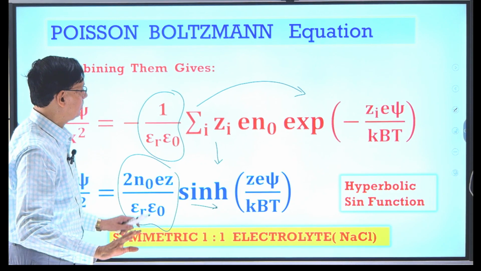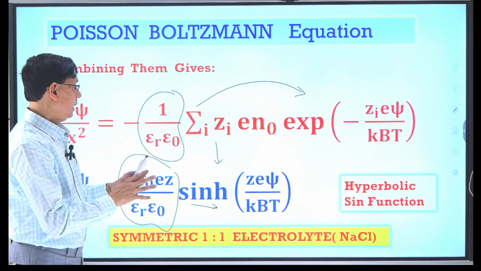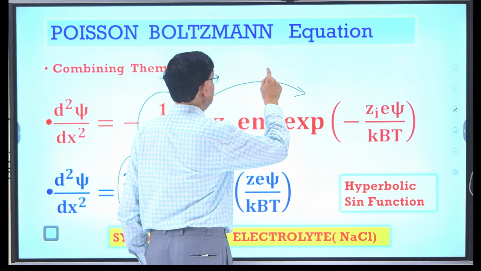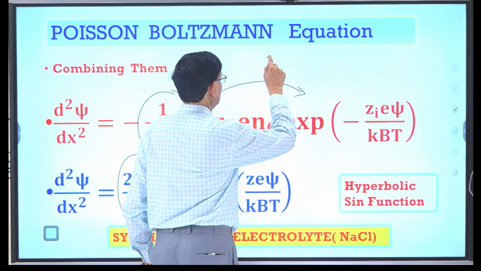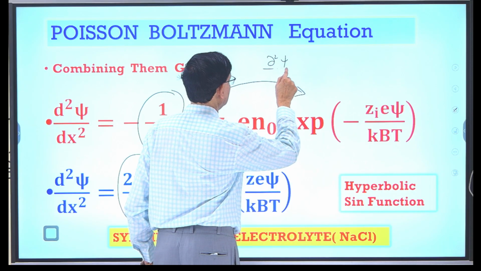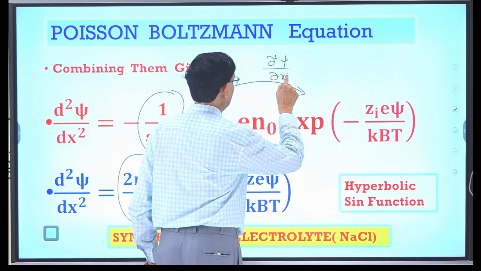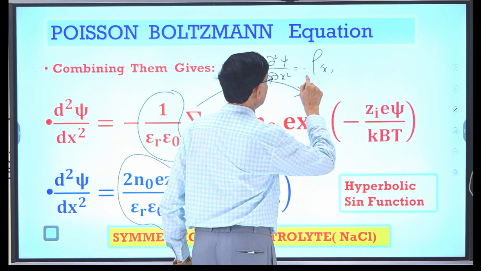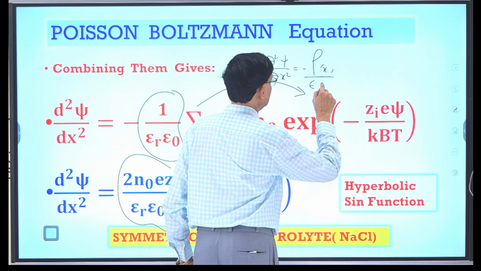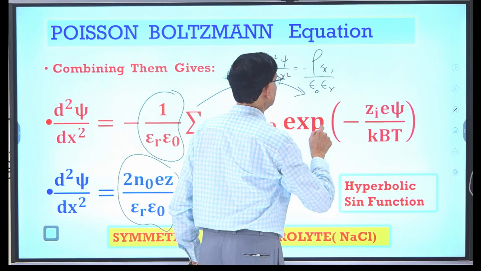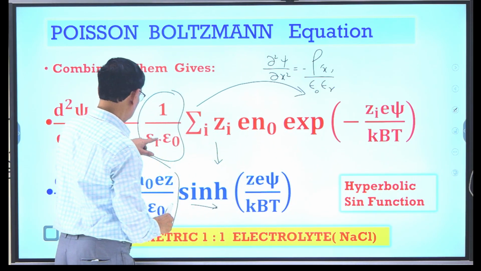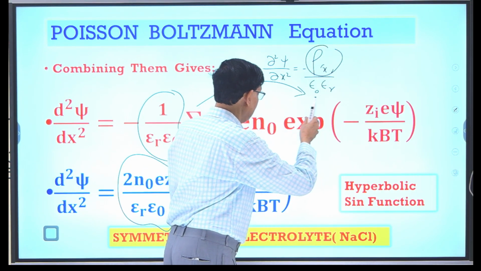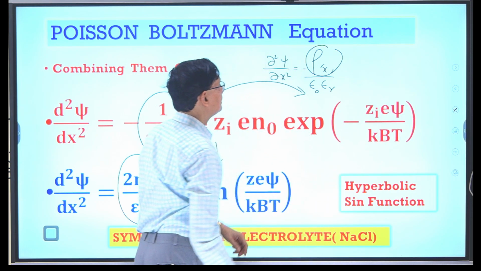आपको कठिन लग रहा होगा, बिल्कुल कठिन नहीं है. मैं आपको इसको how can I get this thing again and again? I am just repeating this thing for the students' clarity. This is del square psi by dx square is equal to minus rho x by epsilon 0 and epsilon r. So this is epsilon r and epsilon 0, and that rho I am taking from that Maxwell-Boltzmann part.